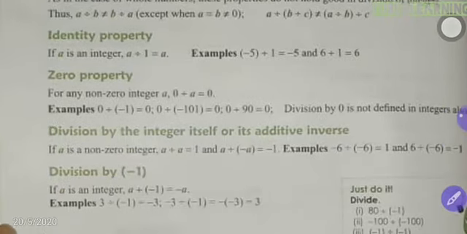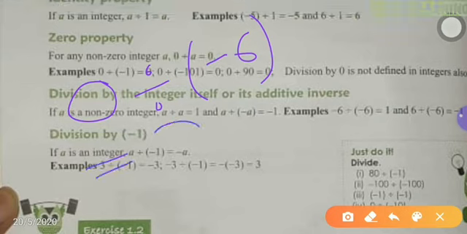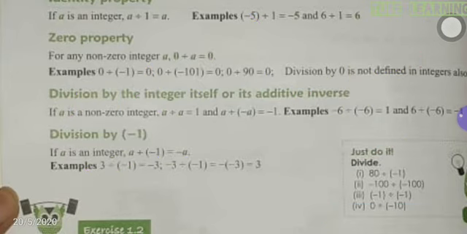Next one is the zero property. If you divide 0 by any non-zero integer, positive or negative, suppose I am taking the example minus 6, this will become 0. If you divide 0 by 1000, you will also get 0. That means 0 divided by anything equals 0. This is the zero property.